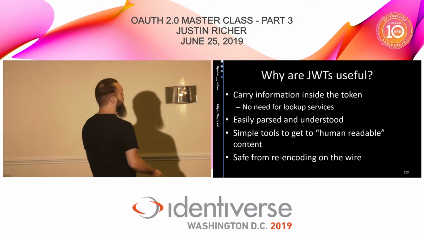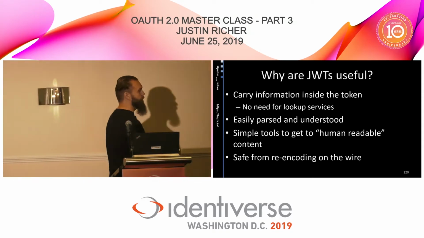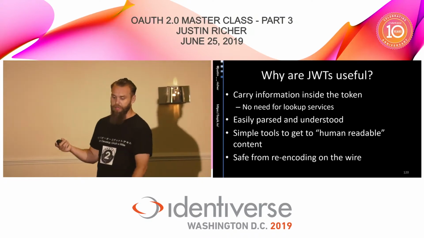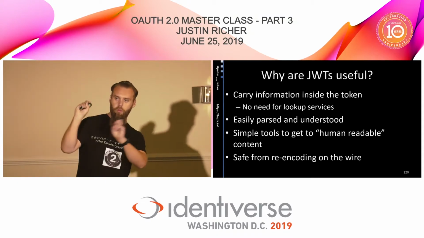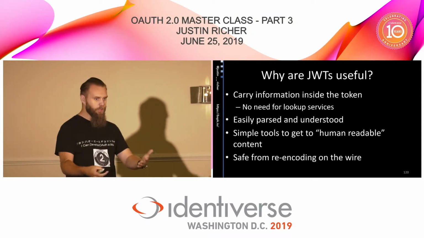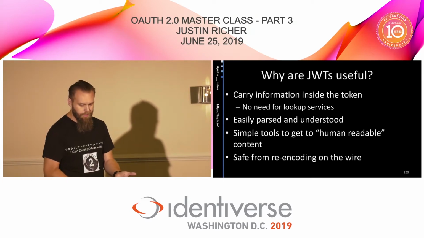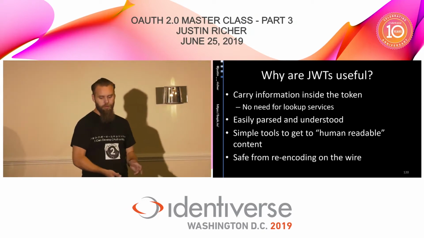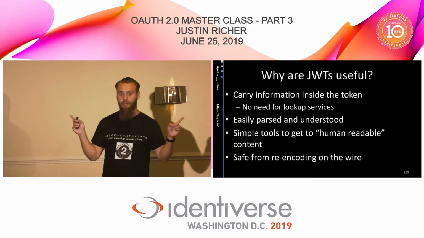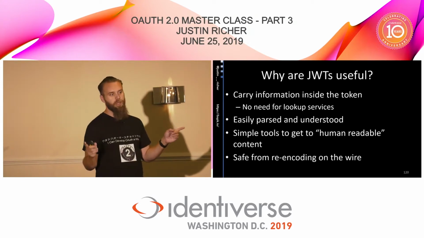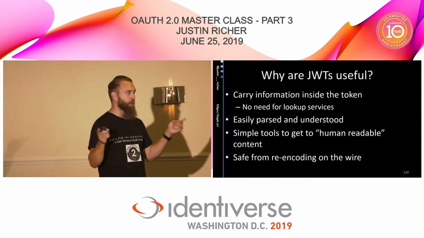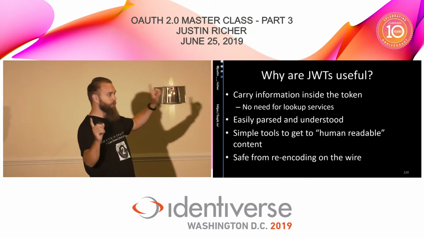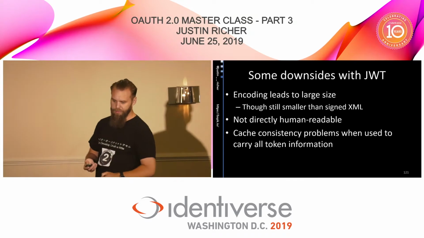Now, JOTs are very useful because they carry information inside the token. I don't need to go look it up anywhere. And it's very easy to parse and understand with a couple of string commands. And I can get to something that is quote unquote human readable. I mean, I can look at a decoded JOT and figure out that, like, oh, you know what? This is the right issuer, or this is the wrong issuer. I can figure out what's going on there. And because it is not a raw JSON object, it's safe from being parsed and re-encoded on the wire, because part of the rules of processing Jose is that if you parse it and you need to send it again, you need to send the original string. That's understood as part of Jose.